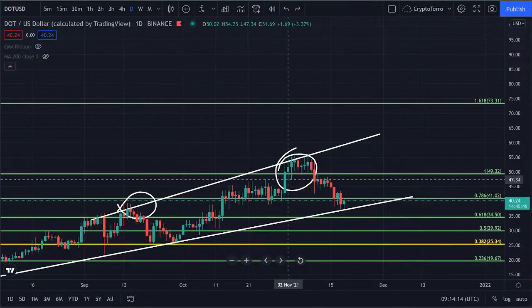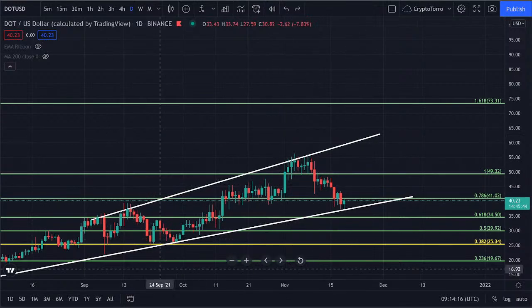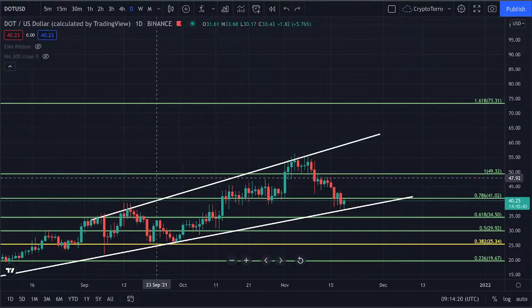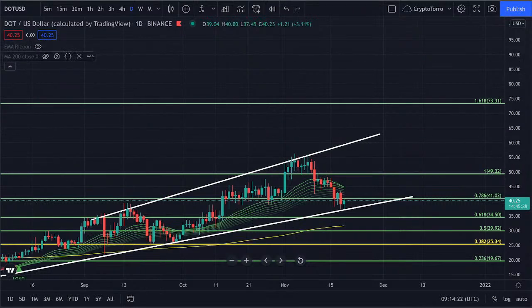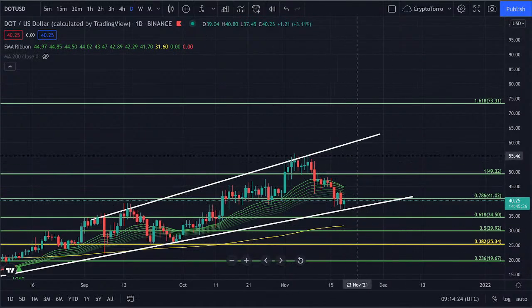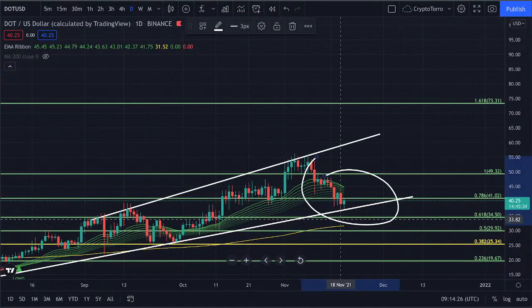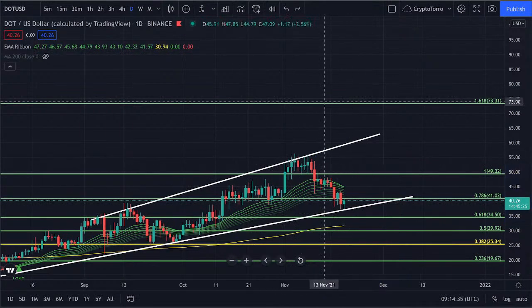For all the people who are watching, this is very important to take into consideration in the longer time frames. But let's take a quick look at what the EMA ribbon is telling us. The EMA ribbon is clearly still supporting the trend. We are not seeing a crossover occur, and therefore I am not concerned about Polkadot right now, because I do think we are going to be able to hold strong on top of this range.